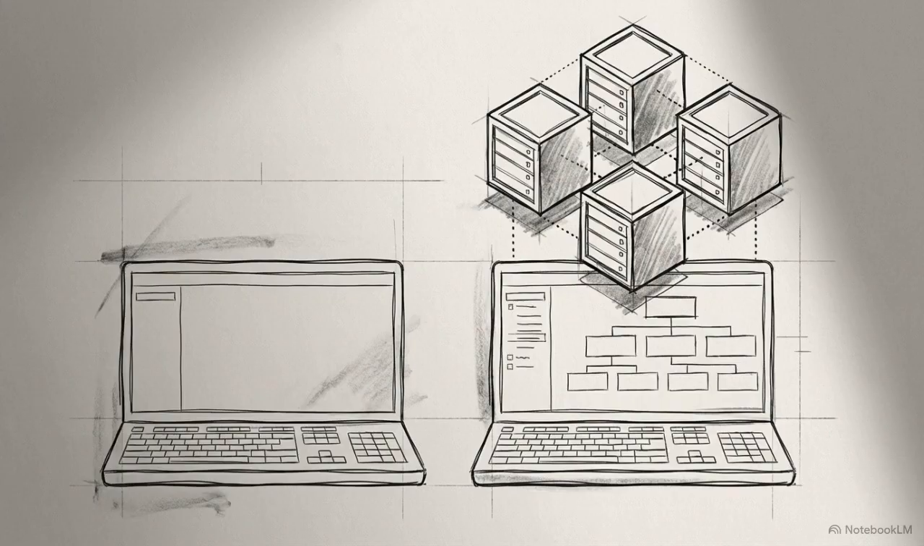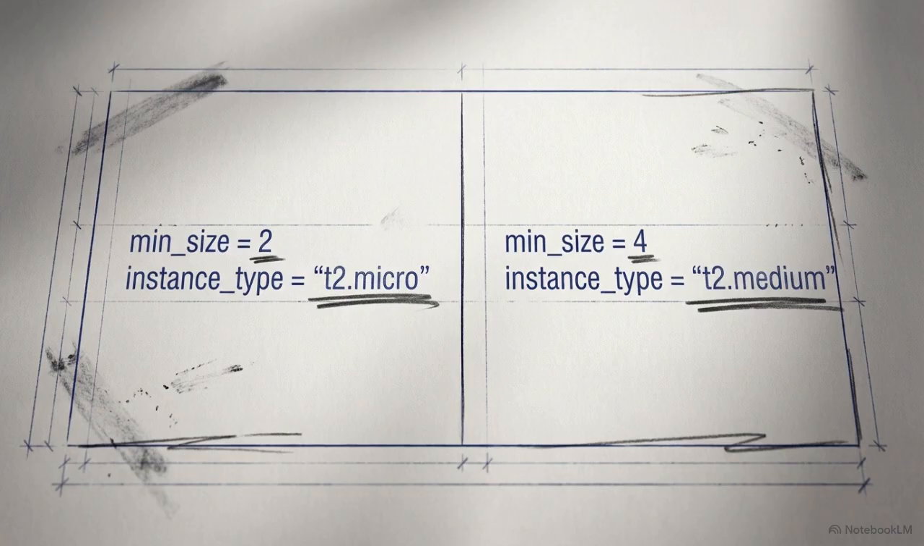Repeat this process exactly within the live/production directory. This split screen shows the difference in scale. Development stays small, while production on the right is configured with 4 instances and a powerful t2.medium type.